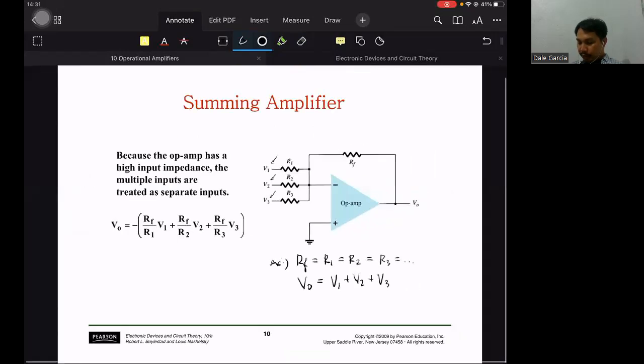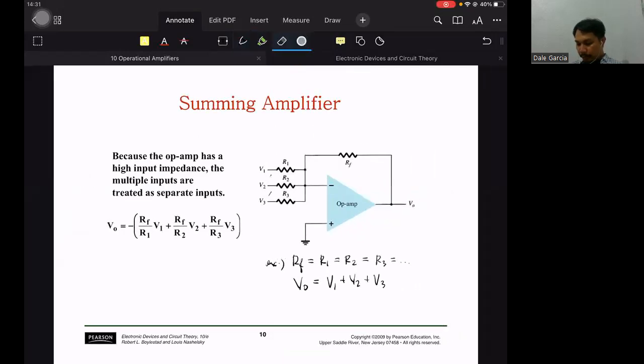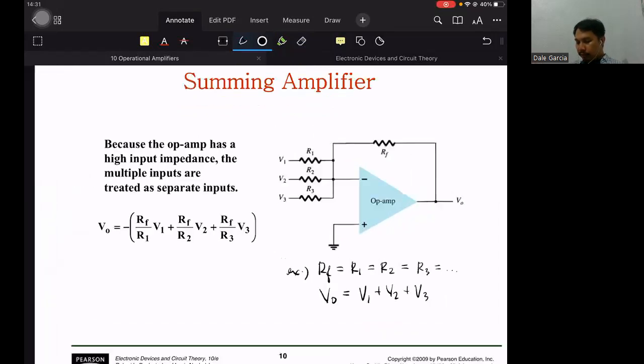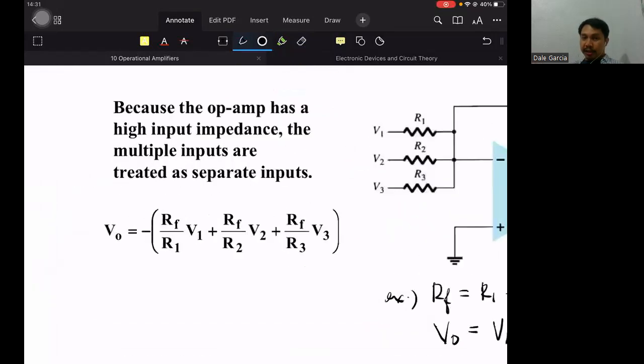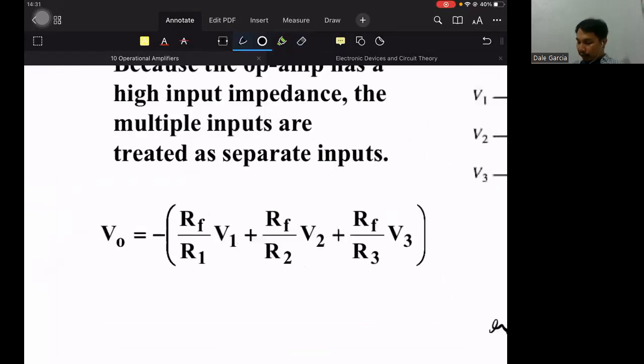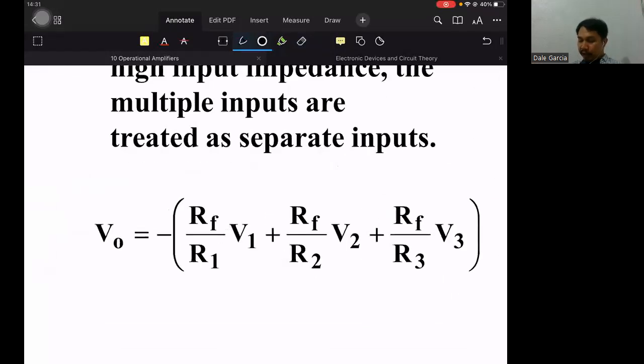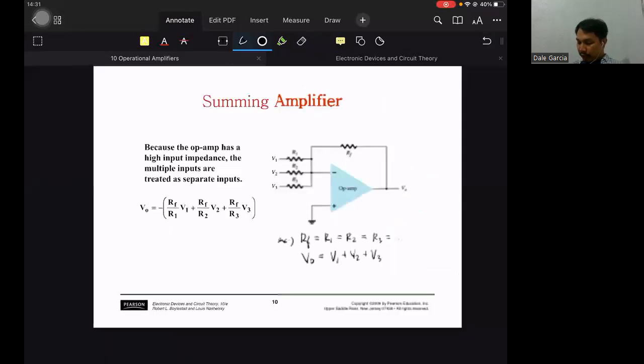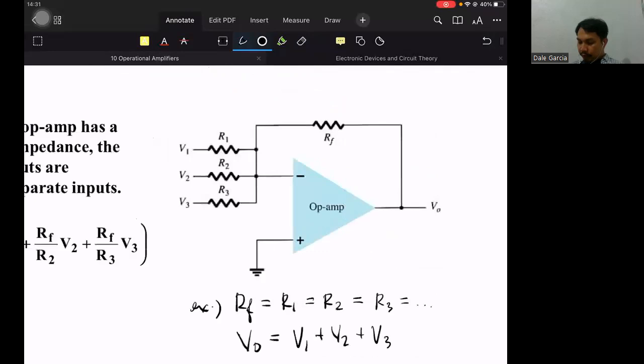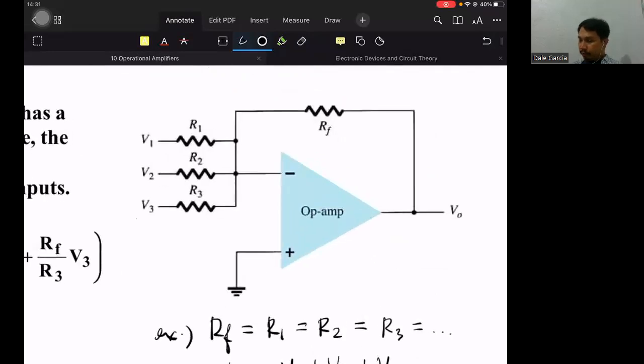That's it for summing amplifiers. Just remember that after amplifying each input signal and obtaining their sum, the final output voltage is negative. That is why it is an inverting type of amplifier.